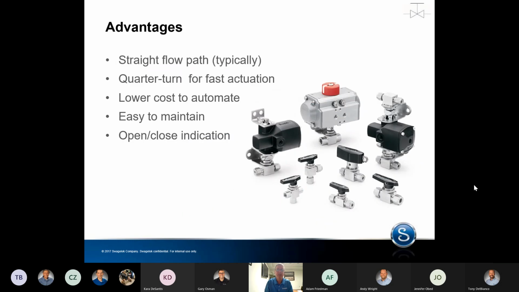The advantages of a ball valve design for on-off service are the straight-through flow path, which offers minimum pressure drop and component wear. There's fast quarter-turn actuation. It's low cost to automate, has ease of maintenance, and the valve position is indicated by the position of the handle.